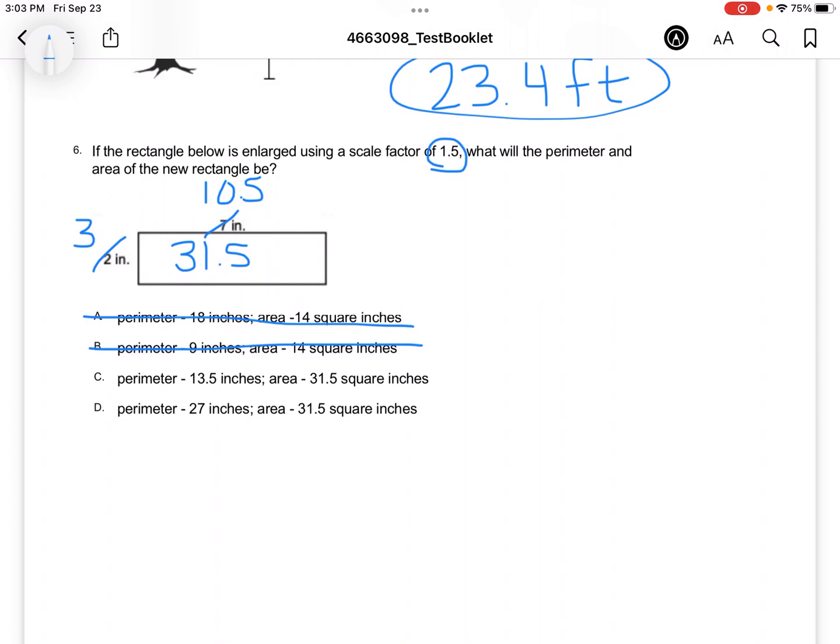So now I have to find the perimeter. Well, I remember perimeter is when you add up all the way around. So I know that it can't be 13.5. It has to be D, 27.